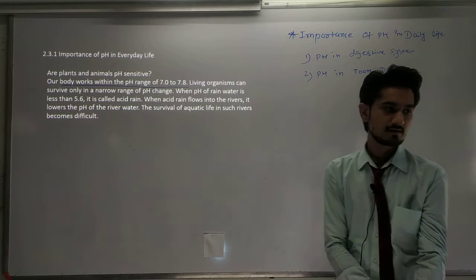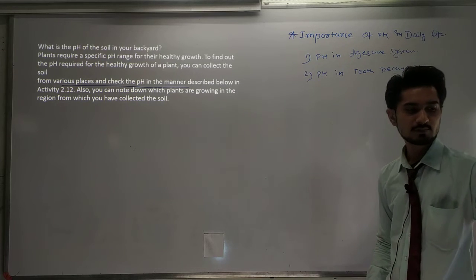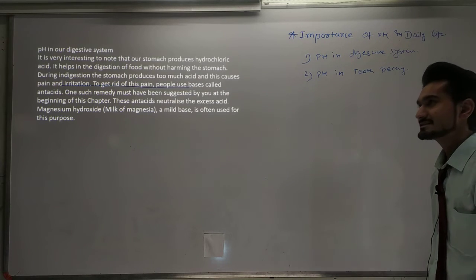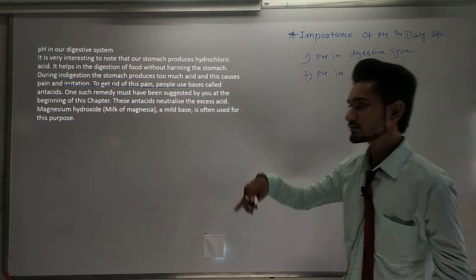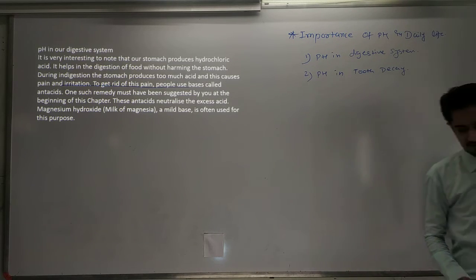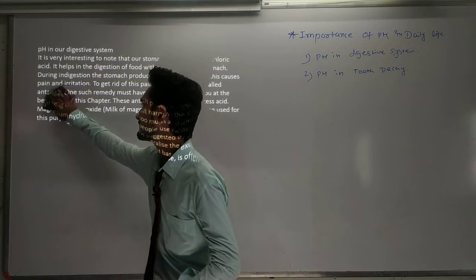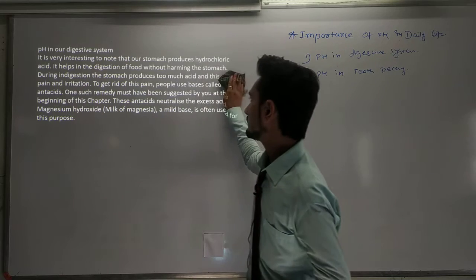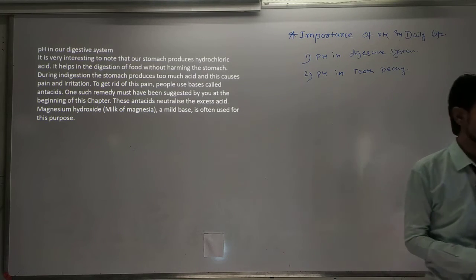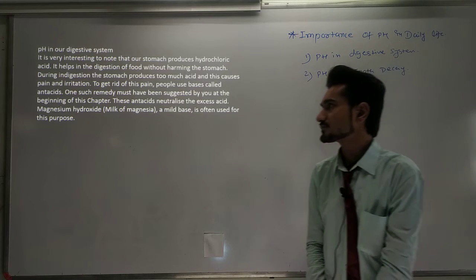Going on to the next topic, which is very important: pH in our digestive system. This is an important question, and it will be asked for 2 marks, or sometimes as: explain the importance of pH in our daily life. In it you have to explain 3 topics: everyday life, the digestive system, and tooth decay.